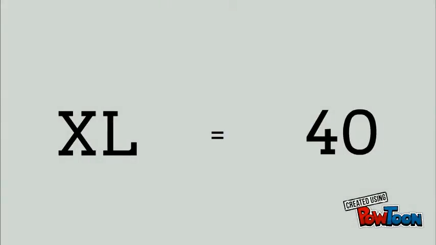XL deals with subtraction to translate. Since the smaller symbol X precedes the L, you just have to subtract them. So since L equals 50 and X equals 10, 50 minus 10 is equal to 40.